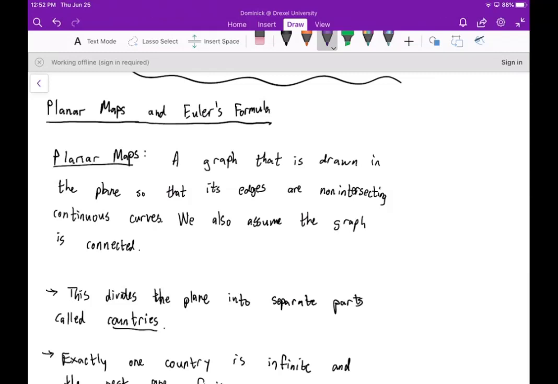Now, an example of something like this would be something like this, maybe. Right? So it's drawn in the plane, its edges are non-intersecting continuous curves, and we also assume that the graph, of course, is connected, so something like that.